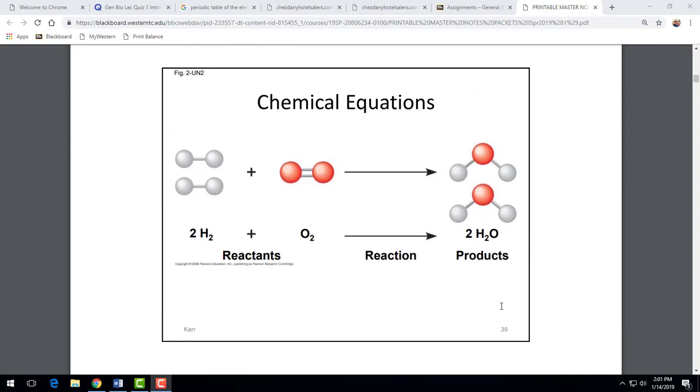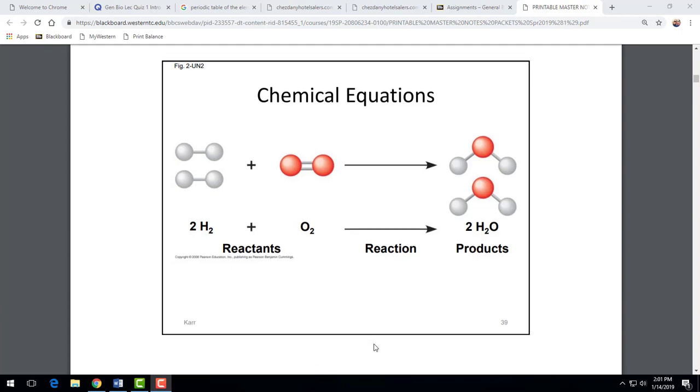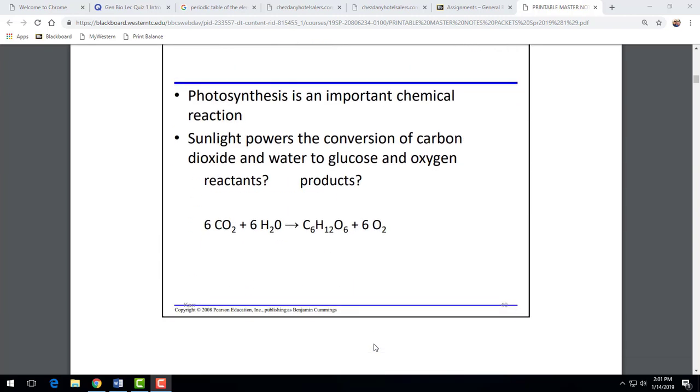So this is looking at chemical equations. Chemical equations is just the process of bringing atoms together and forming bonds. So for example, when we form water, we take hydrogen gas with oxygen gas, forming water. And water comes in water vapor, liquid water, and solid water is ice. So photosynthesis is an important chemical reaction that we're going to talk about this semester. We're going to analyze that equation to death.